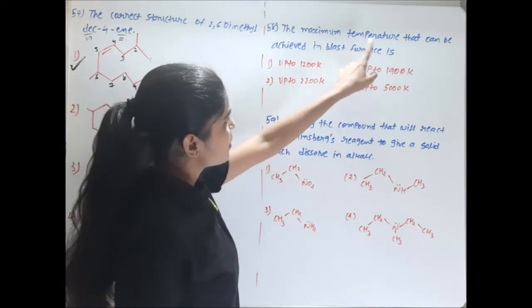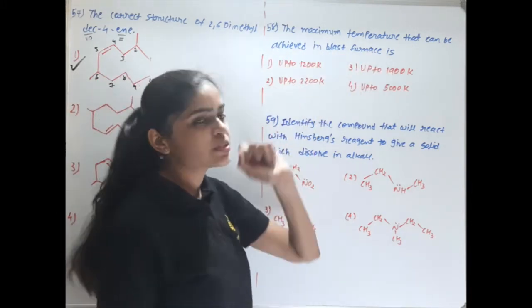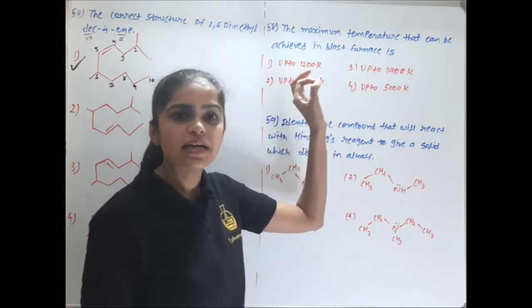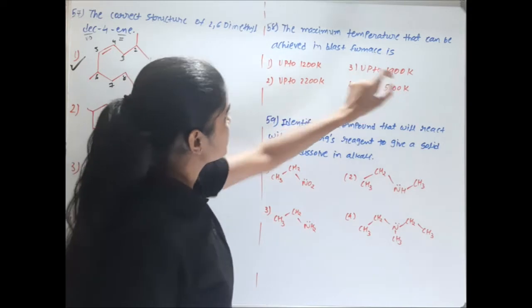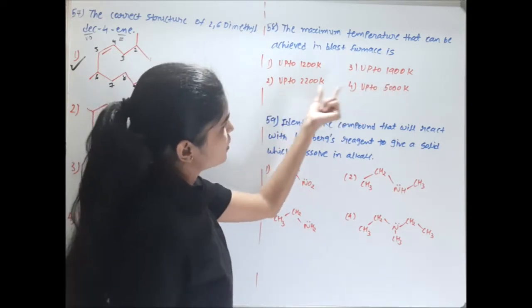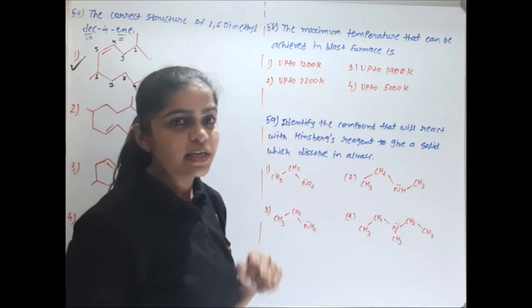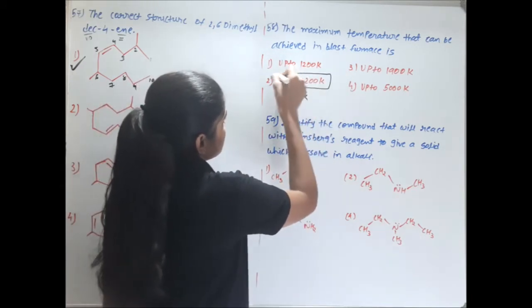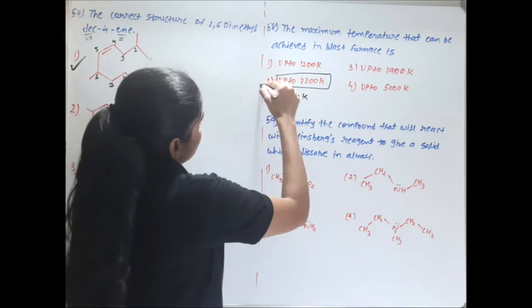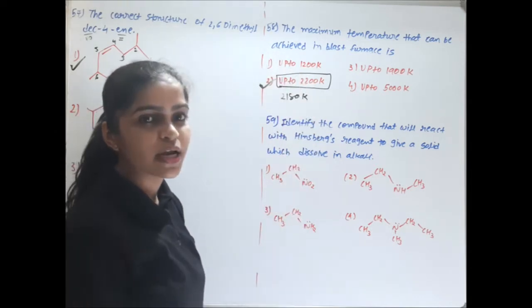Next is the maximum temperature that can be achieved in blast furnaces. This is a direct NCERT book question. The options are up to 200 Kelvin, up to 1900, up to 2200 and up to 5000 Kelvin. In the book, the given value is 2180 Kelvin. So nearby, this is the value of up to 2200 Kelvin. So this is the right option.